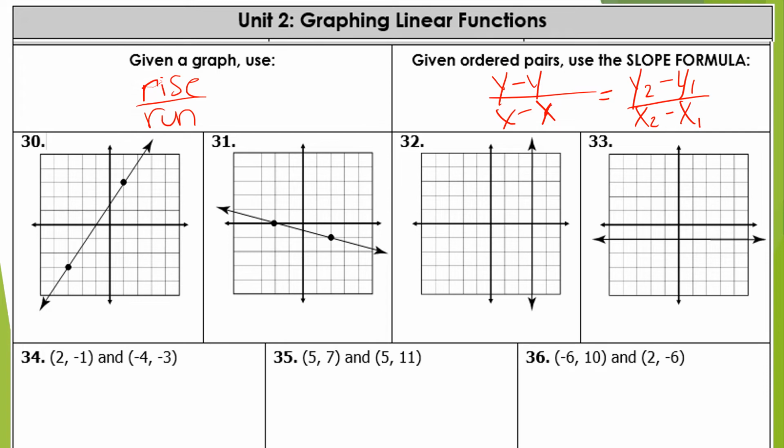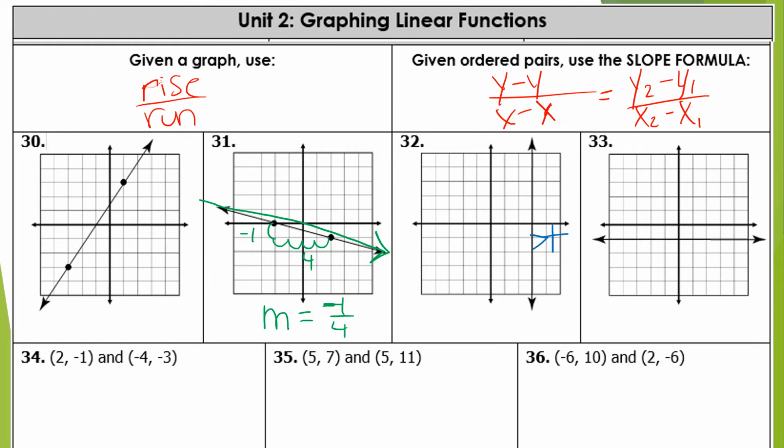Let's look at number 31. I went down -1, run 1, 2, 3, 4. So my m, my slope is -1/4. Now I knew it was negative before I counted because look at how it's going down as I trace it left to right. Special cases, vertical lines.